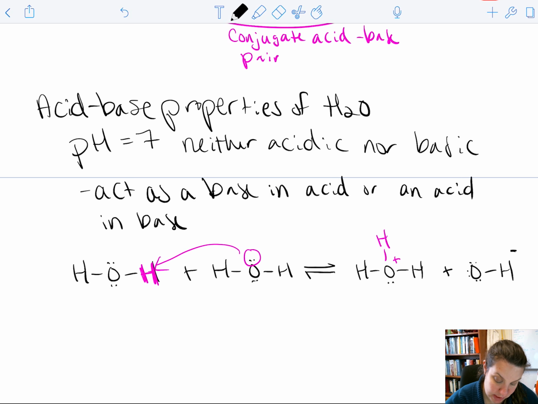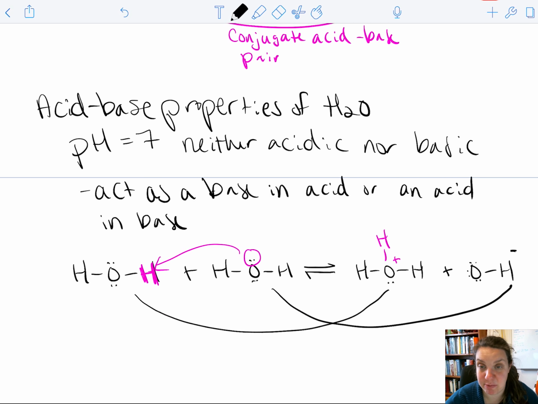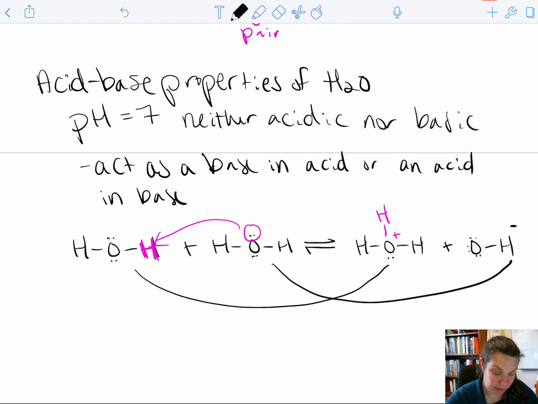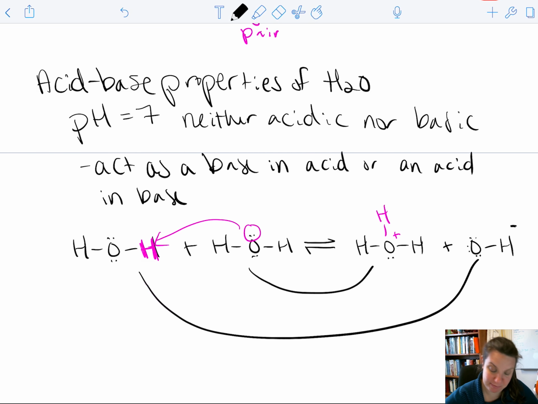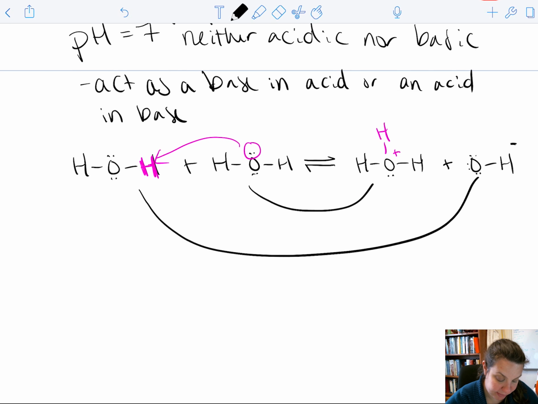So these would be conjugate acid-base pairs. In this case, since this one has donated a proton, we would call this the acid. This would be the conjugate base. This would be the base because it is accepting a proton. This would be the conjugate acid.